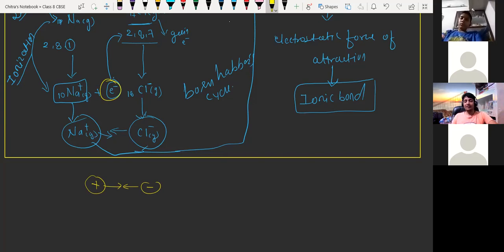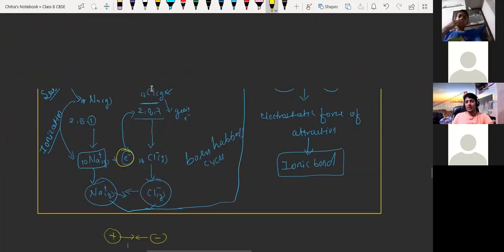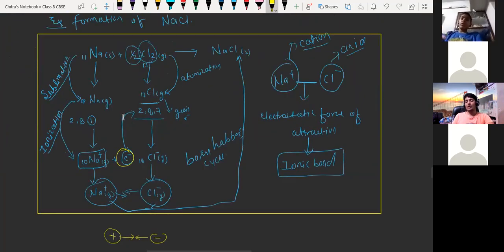So this is the way ionic bonds are formed. Again, I'm going to explain the definition of ionic bond. The bond which is formed by loss and gain of electron is called an ionic bond, and compounds which are formed by ionic bonds are called ionic compounds.